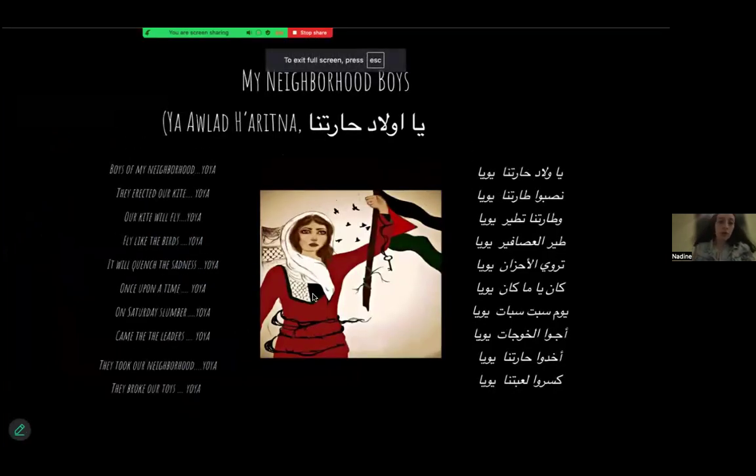So another song that we have too, and what I like to do, especially with older children in middle and high school, is have the Arabic translation as well. This song is called Ya Awlad Haritna, which means my neighborhood boys. It basically talks about Palestinian resistance. On the left, it says, boys of my neighborhood, they erected our kite, it will fly like the birds. And the kite in Palestine is really a symbol of resistance, like a bird flying free.